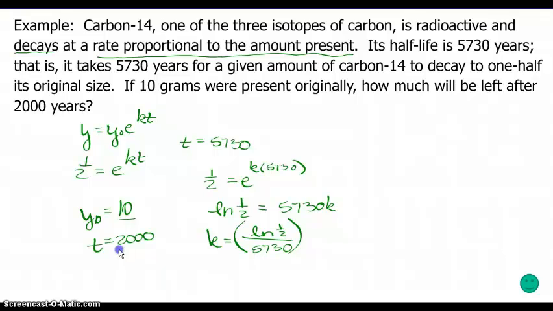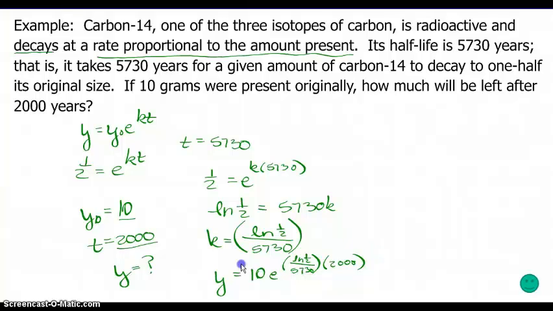So now I have some decisions here. It's asking for y, right? What is the population, what's left after 2,000 years? So I want y equals y naught e to the kt. I know what k is. It's the natural log of 1/2 over 5730. And t is 2,000. So there it is right there. That's how much is left. And I don't need a calculator to get a decimal approximation. That's a real number value, and that's an answer. That's how many grams will be left after 2,000 years.